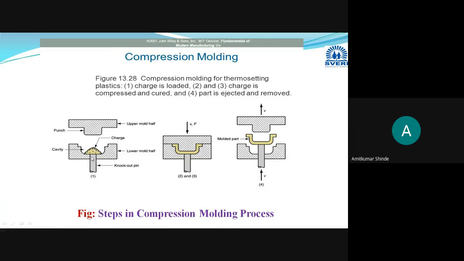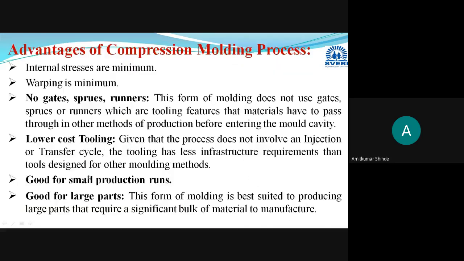Sometimes you have to take the charge into the mold cavity, as in the transfer molding process, which I will explain when I discuss that part. Sometimes, before pressing, you have to take the charge to another mold cavity or location. For that we require screws, runners or gates to move the charge from one place to another. This type of arrangement is not required, so the tooling cost is very low. No gates, screws and runners means a lower cost of tooling.